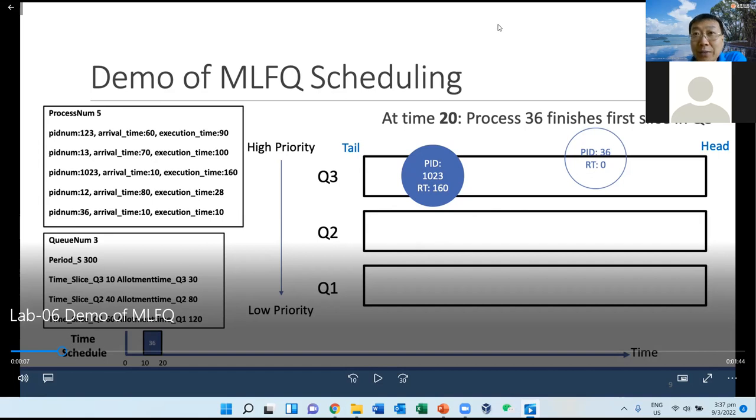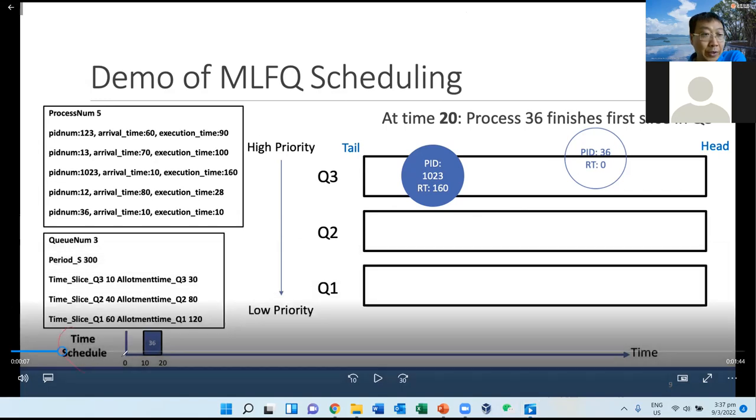Did you guys see the schedule? Yeah, let me, yeah. Where's my joining tool? Somehow I could not find it. Yeah. So schedule is here, right? You guys see the schedule is here.